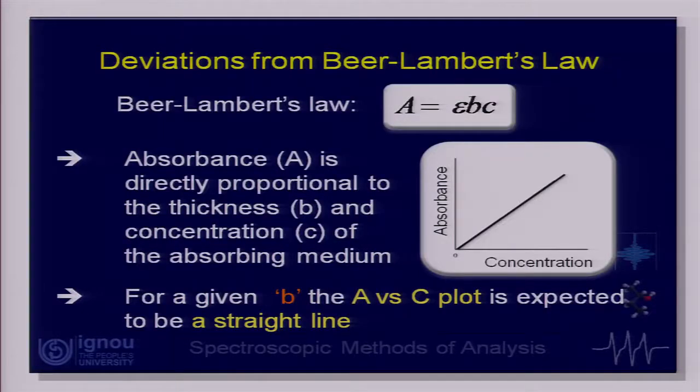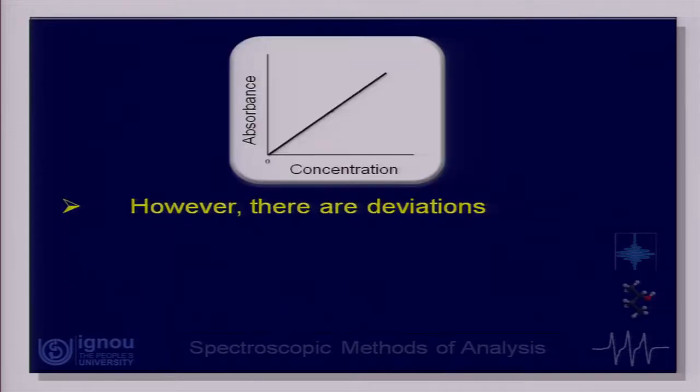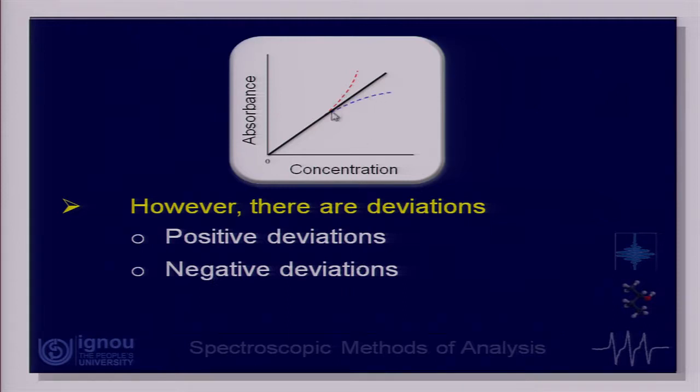But when we do actual experimentation, we find that in many cases there are certain deviations. The deviations could be positive deviations, that is, the observed absorbance is more than what is expected from the Beer-Lambert law, or sometimes we observe negative deviations, that is, the absorbance is lesser than the expected one. These are the typical kinds of deviations we come across, and they are normally observed at slightly higher concentrations. We will talk about all the factors as we move further.